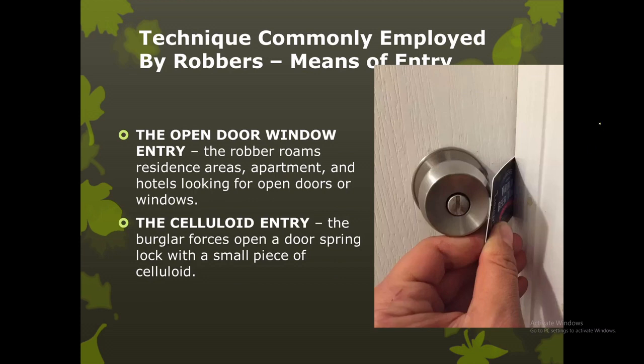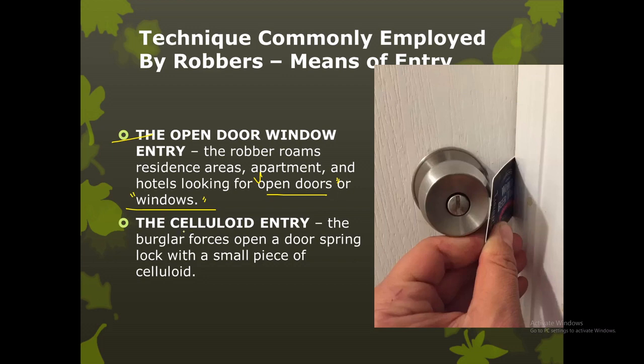Now, we have techniques commonly employed by robbers as means of entry. Ito daw yung mga karaniwang ginagamit ng mga magnanakaw para pumasok doon sa bahay or kung ano man yung papasukin nilang nanakawan. We have first the open door window entry. The robber roams residence areas, apartments, and hotels looking for open doors and windows. Sila lang yung mga nagga-grab ng opportunity dahil nga may mga open doors, may mga open windows.